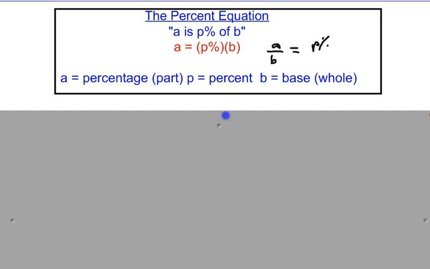Of base, which is the whole. Okay? So, in our previous example, we said part over whole equals percent over 100, right? The part is the percentage of the whole, equals a percent over 100.